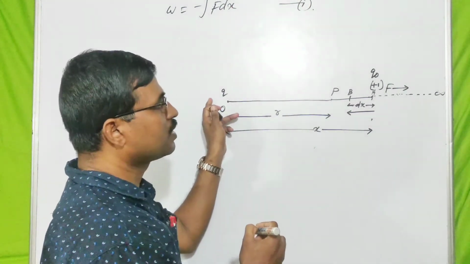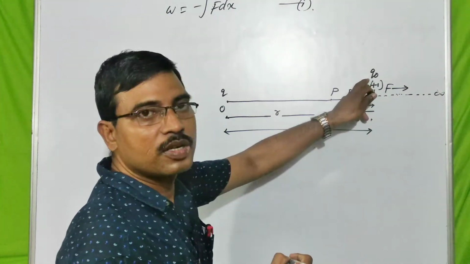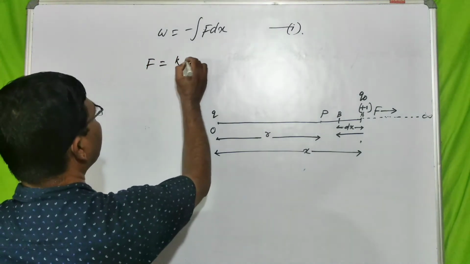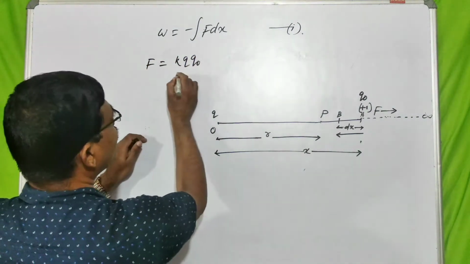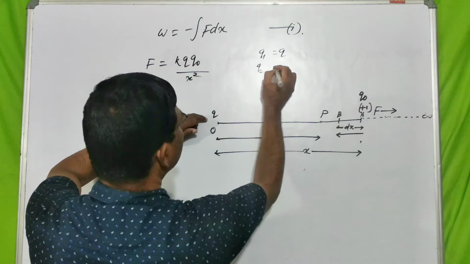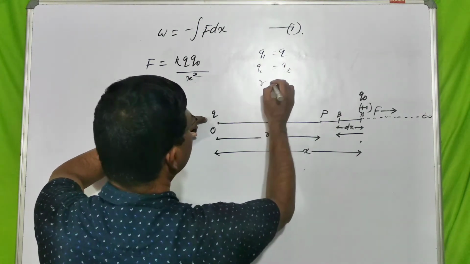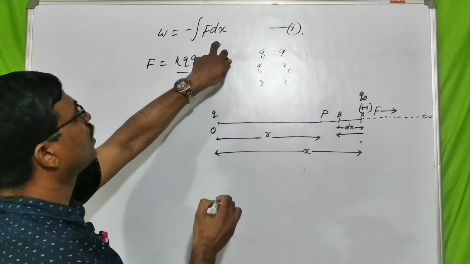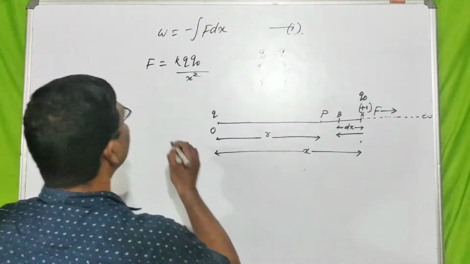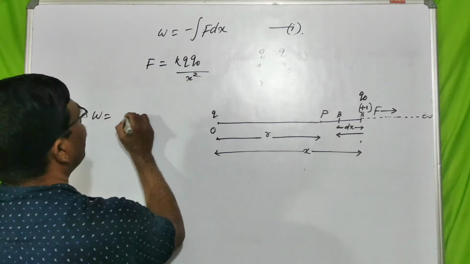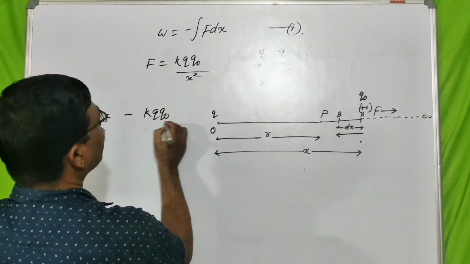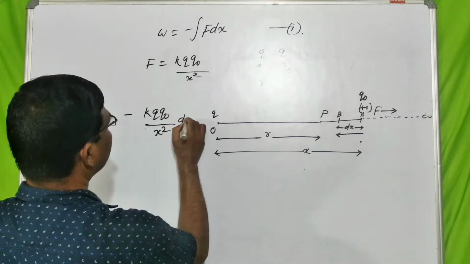So due to this charge, how much is the electrostatic force of repulsion? Coulomb's law. So Coulomb's law is how much? F is equal to K Q1 Q2 by R square. Q1 is equal to Q, Q2 is equal to Q naught, and distance r is equal to x that I applied. Be careful. So now W is equal to minus k Q Q naught by x square into dx.